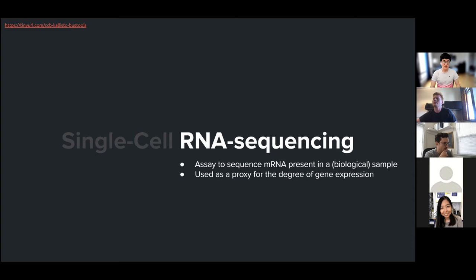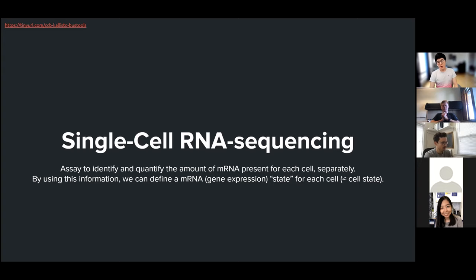Now we bring in a little twist to make this single cell level. Single cell RNA sequencing is an assay to identify and quantify the amount of mRNA present for each cell separately. The great thing about this is that since we can map each mRNA molecule to the cell that it came from, we can use this information to define an mRNA state, or what we also like to call gene expression state, for each cell.